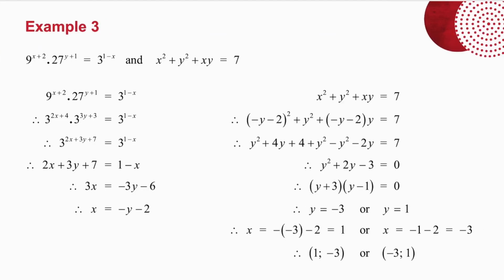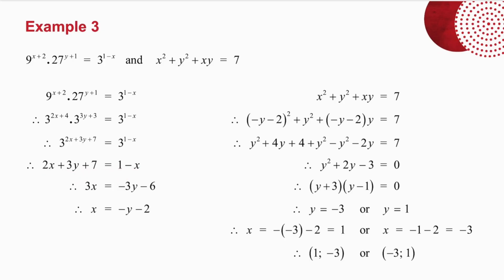Okay, this one's a long one. I take this equation. I break 9 up into 3 squared, and I multiply the exponents. 27 is 3 cubed, and I multiply the exponents. I'm multiplying. Same bases, so you add your exponents. I now have 3 to some power equals 3 to some other power, which means the exponents must be equal.